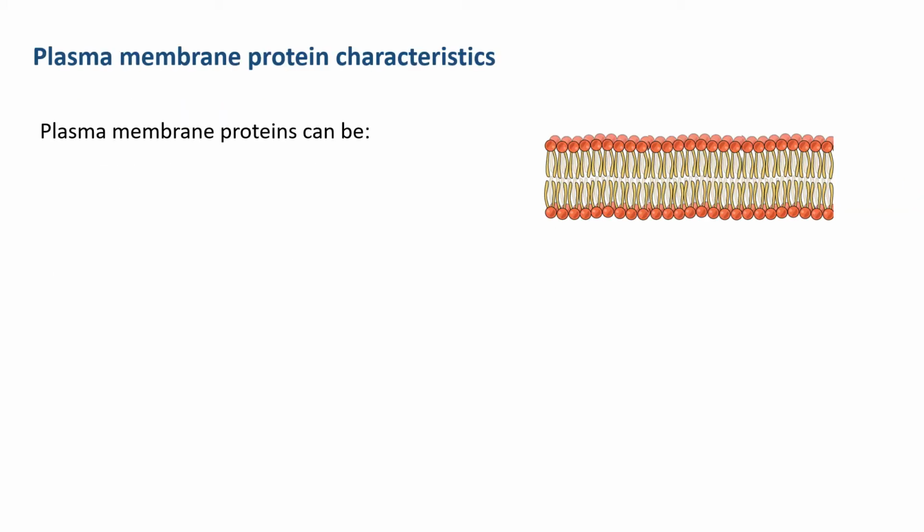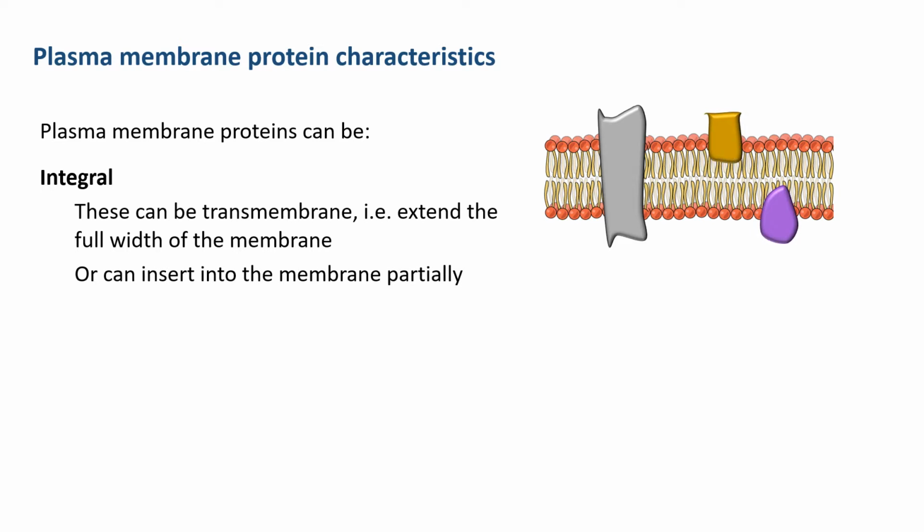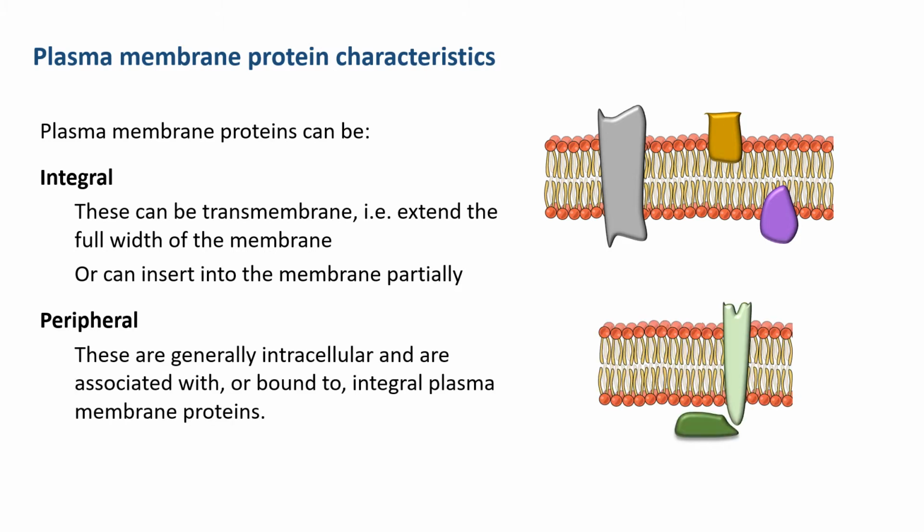So plasma membrane proteins then, they can be integral. In other words, they extend into the lipids of the membrane. They can be transmembrane, which means they go the full width all the way through, or they can insert into the membrane itself partially. Peripheral proteins are generally intracellular, and they're associated with, or sometimes bound to, integral plasma membrane proteins.